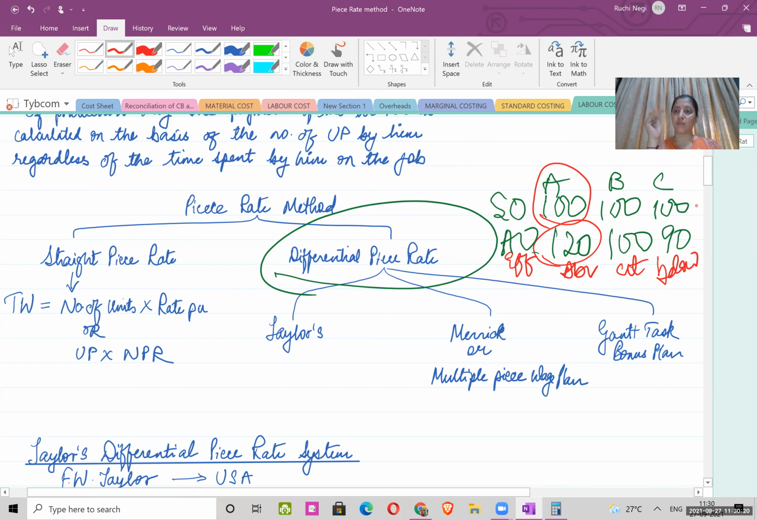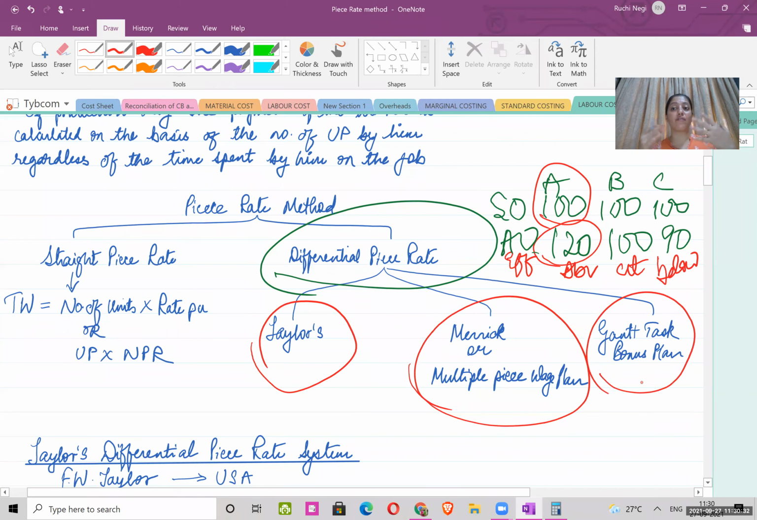मैंने जो टारगेट दिया है वो देख के ही दिया है कि भाई 100 बनना चाहिए, उसने नहीं बनाया, उसने 90 बनाया. तो there are these three people, Taylor, Merrick and Gantt, who have given formulas for differential piece rate. According to these three people, you should pay the workers based on their efficiency. जिसने efficiency दिखाई है तो तुम उसको reward दो. Reward क्या दो कि तुम उसको जो normal piece rate है, जैसे मैंने example लिया normal piece rate का 5 रुपया, तो तुम उसको 5 रुपया मत दो, तुम उसको 120% of 5 रुपया दो.